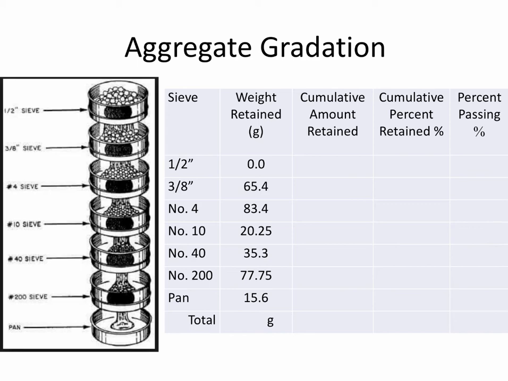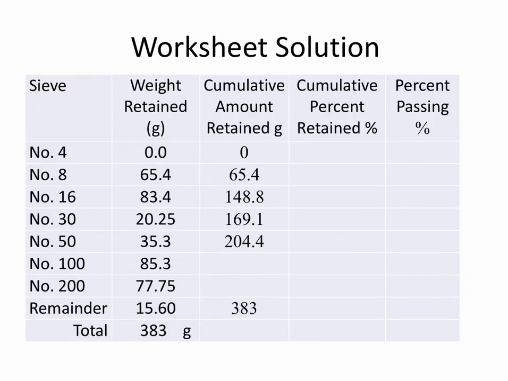So let's do an example. Here's where your worksheet's going to come in handy. We have a different sample here, one where the number 4 is our largest sieve, and we go down to the 200. On your handout, I even give you the size of the sieve opening so you have an idea of about how big they are. And then we also have the weight that was retained. So we started with about 383 grams. Then you want to go through and say, okay, if this is how much was retained in each sieve, what's the cumulative amount retained for each sieve?